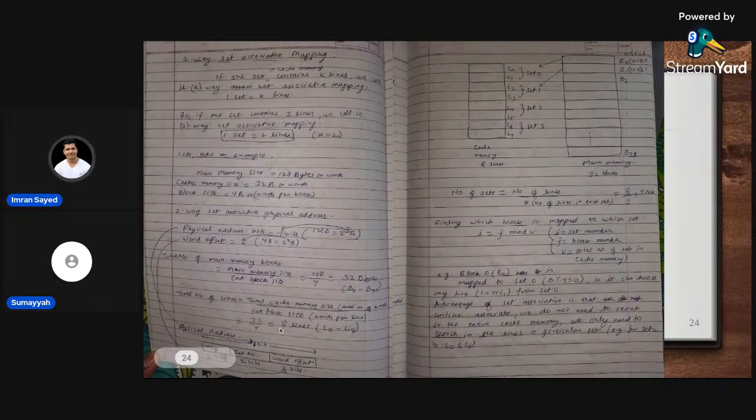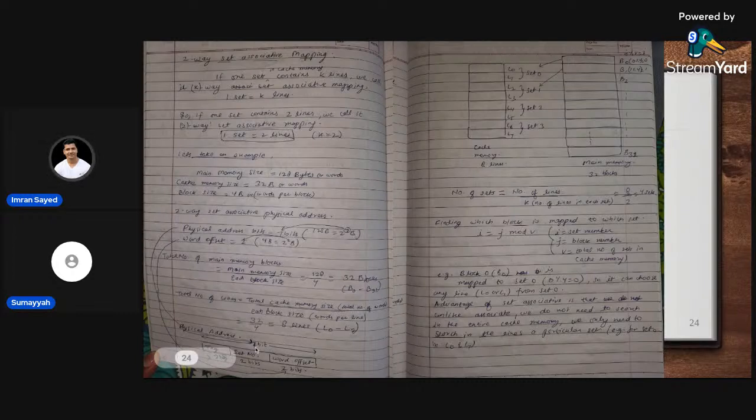So 32 divided by 4 is 8 lines. So 8 lines in the cache memory, L0 to L7. Talking about the physical address, it is divided into three parts: tag, set, and word offset.